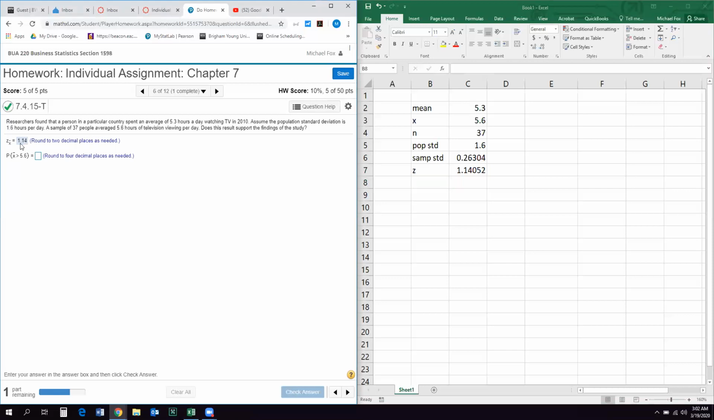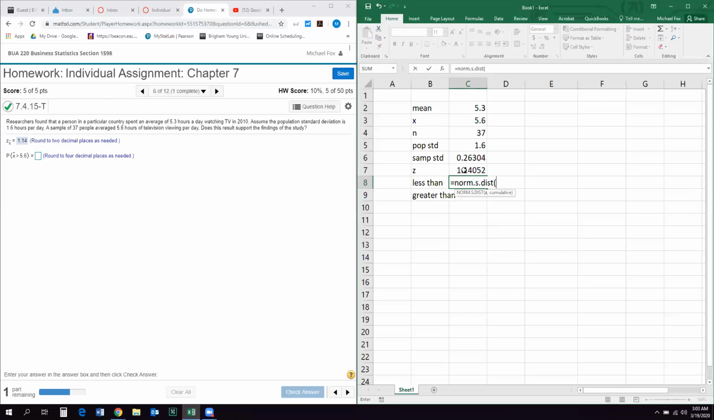Now it's going to ask me what's the probability that x bar, meaning the sample mean, is greater than 5.6. So this is the z-score for 5.6. Now, as you know, we can always find less than, and then our greater than for probability is just 1 minus the less than. So if we use NORM.S.DIST, that's the standardized, which is what we use whenever we're working in z-scores.